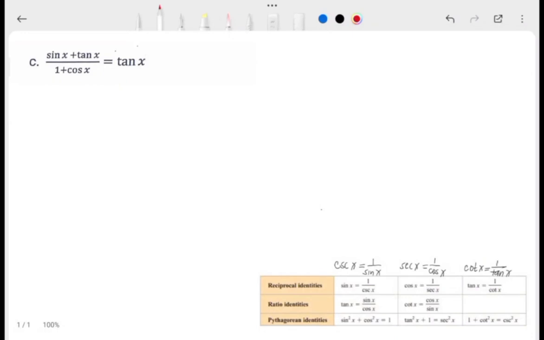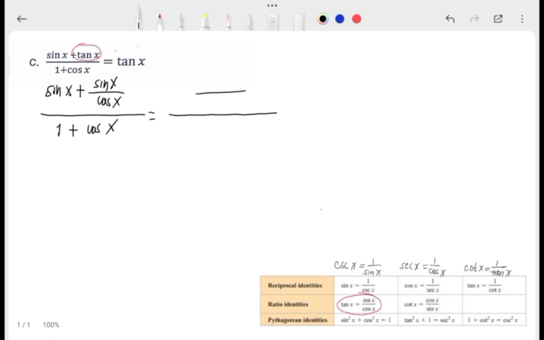Problem C. Sin x plus tan x over 1 plus cosine x must be equal to tan x. To prove, we use the ratio identity, and tan x will be changed to sin x over cosine x. To simplify the complex fraction in the numerator, we must find its LCD, and it will result in cosine x times sin x plus sin x over cosine x divided by 1 plus cosine x.